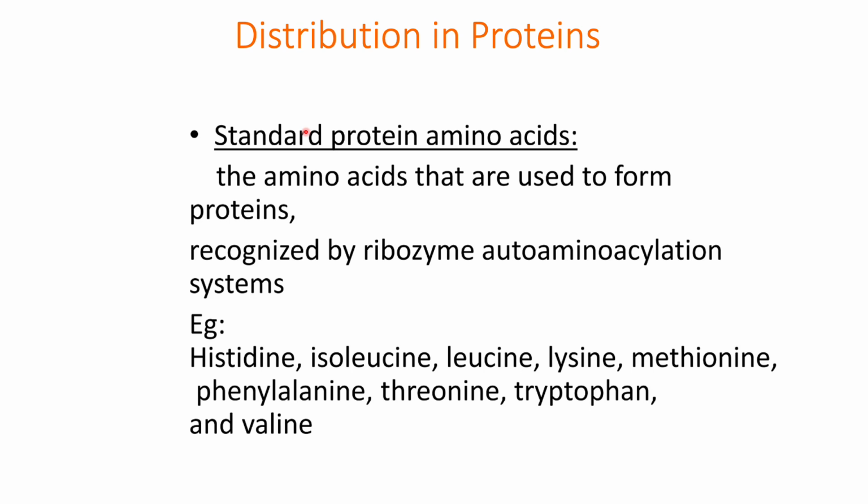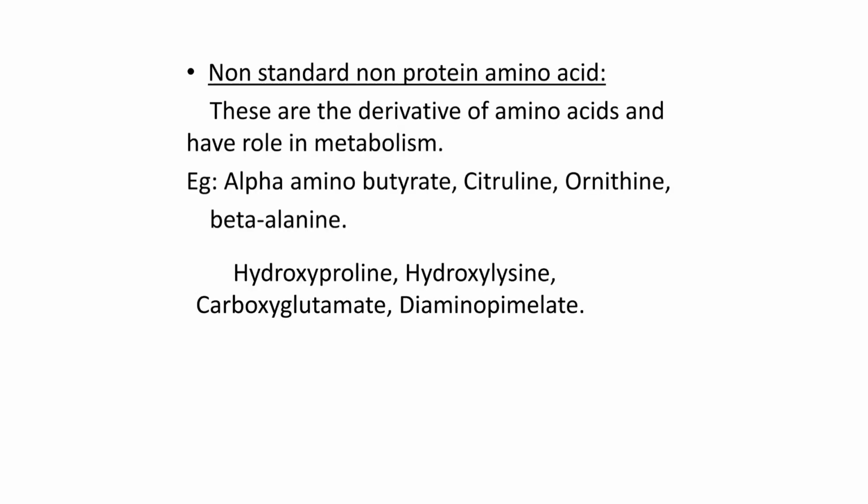Further, all these 20 amino acids that we discussed are standard amino acids. These amino acids are used to form proteins. They are recognized by the translation system. And apart from these, there are non-standard or non-protein amino acids. These are not required to make proteins, but they are derivatives of the standard amino acids, and they have a role in metabolism, and they act as intermediates in several metabolic processes. Some examples are hydroxyproline, alpha aminobutyric acid, ornithine, citrulline, beta-alanine, hydroxylysine, carboxyglutamate, and so on.